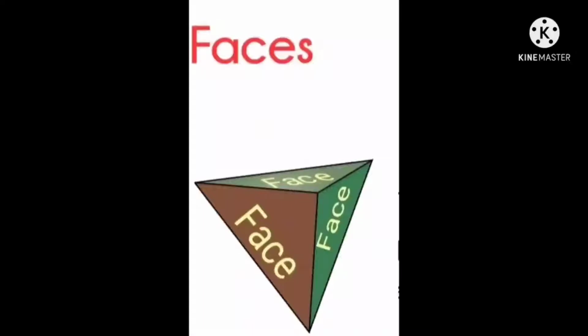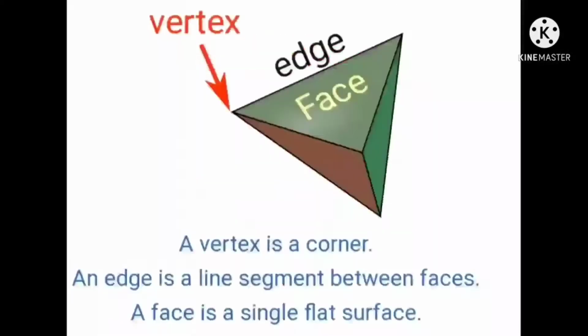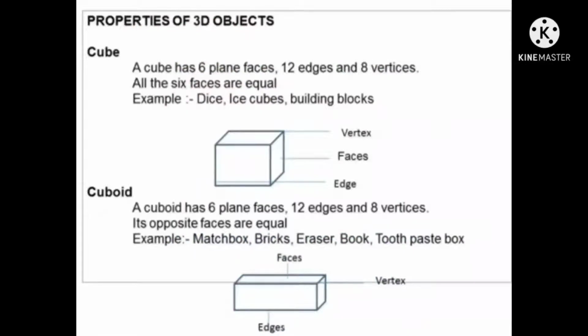Now you have to clarify what the faces are, what the vertex is and what the edges are. Again I tell you, this is very important. A vertex is nothing but a corner. An edge is nothing but a side. A face is a single flat surface. See the shapes and we have to count how many plane faces there are. So that is the faces, a flat surface.